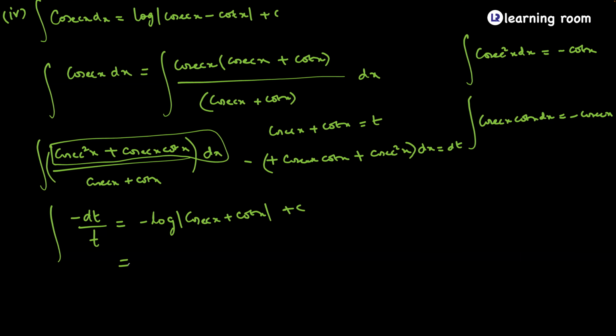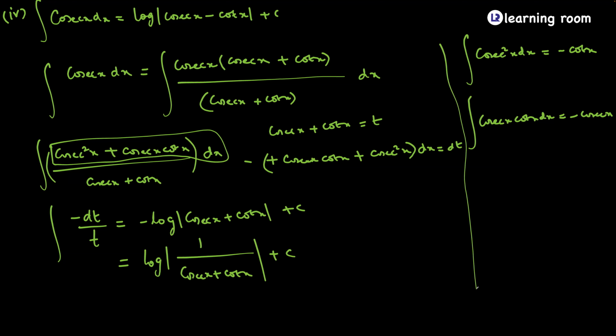But listen to this. Log of this. If I take the minus here, what will happen? Cosecant x plus cot x raised to the power minus 1. So it is going to become 1 divided by cosecant x plus cot x. Accepted? Am I clear with this step? Everyone? Okay. Plus c.